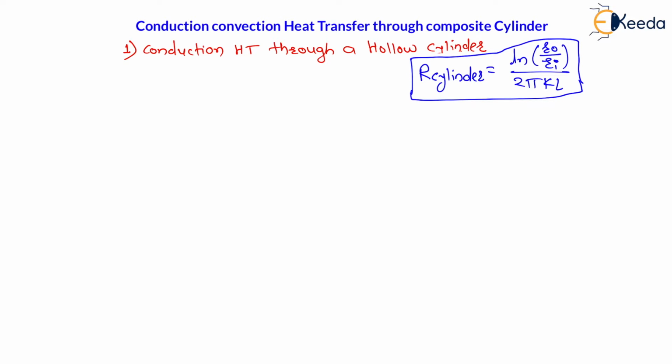Now, my dear students, the second case, we will see conduction heat transfer through a composite cylinder. For a composite cylinder, there will be two cylinders. Let us say there is a very first cylinder between radius R1 and R2, and a second cylinder between R2 and R3. The most inside radius is R1.